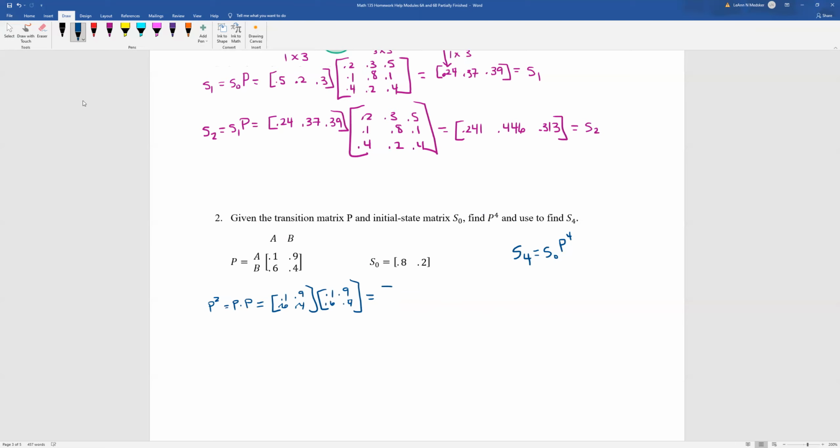So I did that first, and that's on my calculator. I got 0.55 for the first entry right here. That was row 1 times column 1.